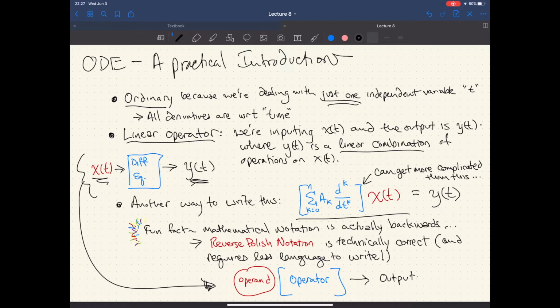Even linear ones can get more complicated than this, because you can have functions of t floating around everywhere. You've probably seen t floating around as a coefficient tacked onto stuff. So there's a lot of different ways. This is all we're going to be concerned about in this class for right now, and then we'll develop other tools as we need them, if we need them.